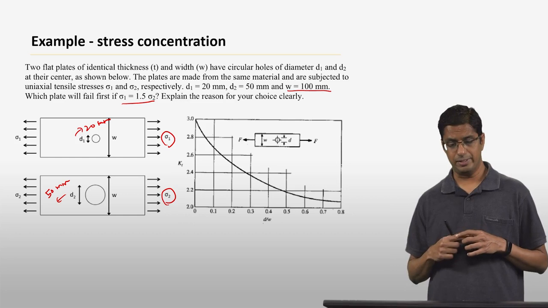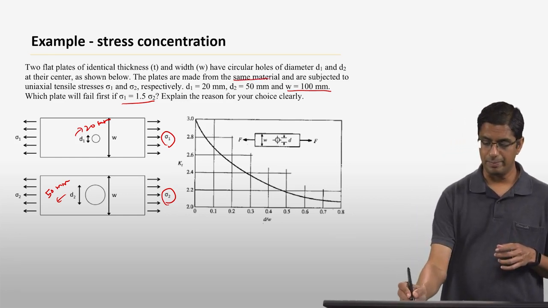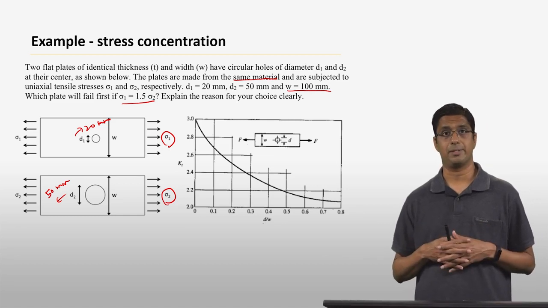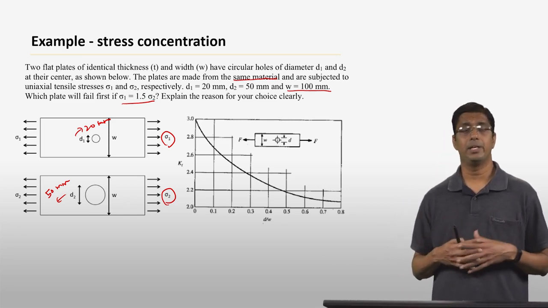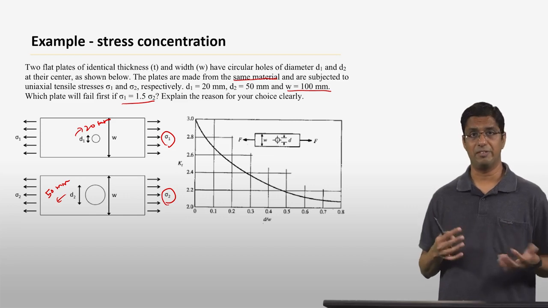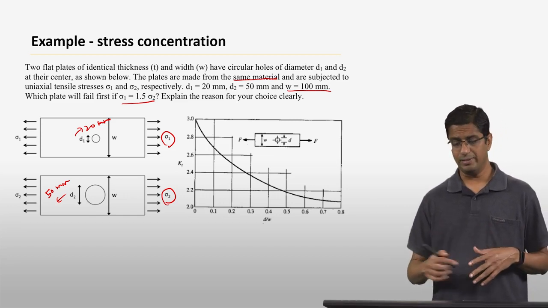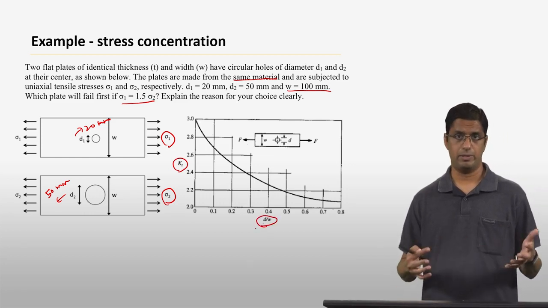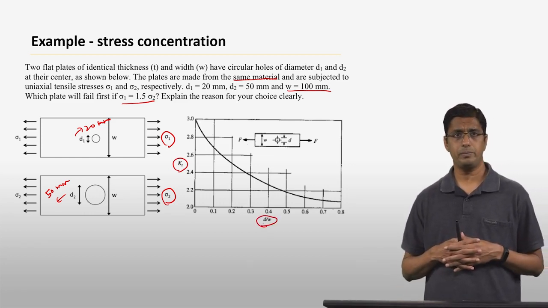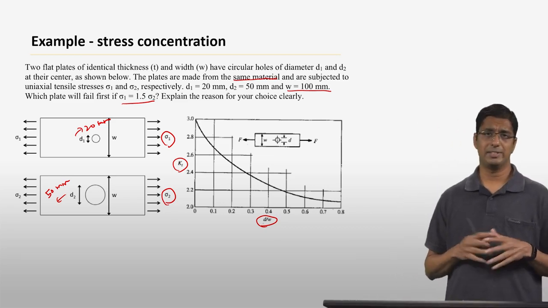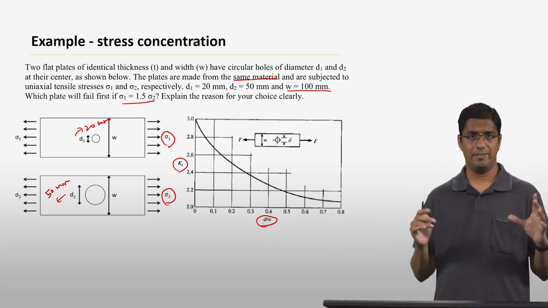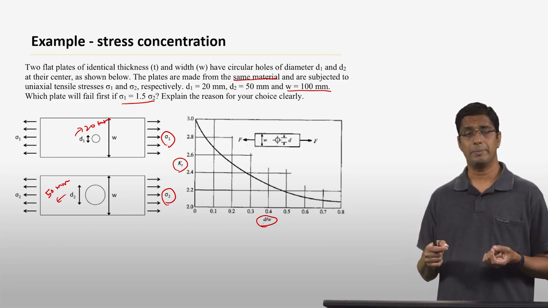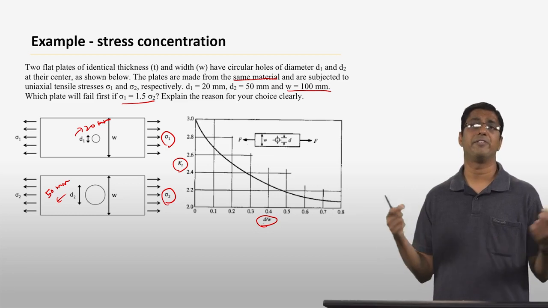It's also further given to us that they are made from the same material, okay, and the stresses are uniaxial tensile stresses. Okay? And we are asked to find out which particular plate will actually fail first. Okay? And we are also given this KT versus D over W curve for flat plates. Okay? So in this case, you essentially have two plates that have identical widths but have different size holes, but they are also subjected to different stresses or different far field stresses.